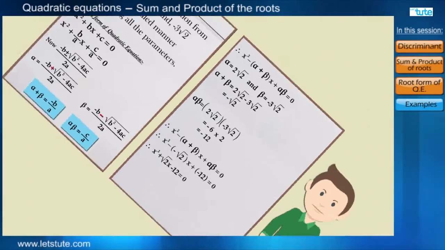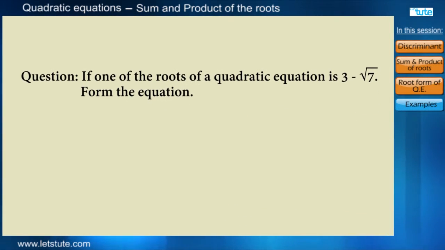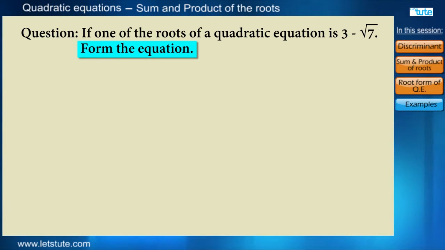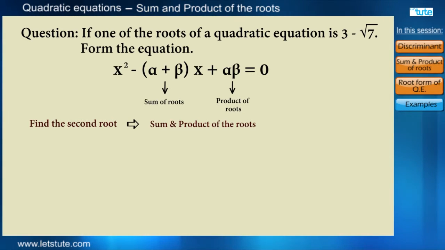So on the basis of what we have learned till now, let's try to solve this question. If one of the roots of the quadratic equation is 3 minus root 7, form the equation. So we have to form a quadratic equation where only one root is given. And what is the root form of a quadratic equation? Alright. For getting the sum and the product, we need two roots, right? So we have to follow these three simple steps. First, find the second root, then the sum and product of the roots, and finally form the quadratic equation.